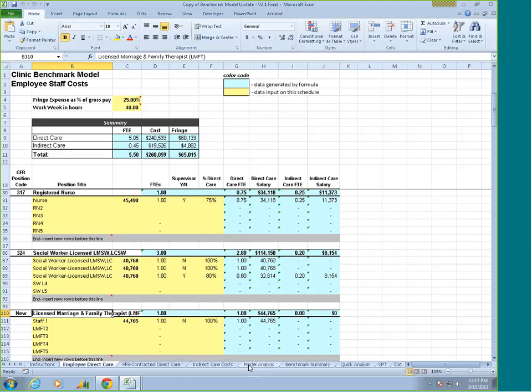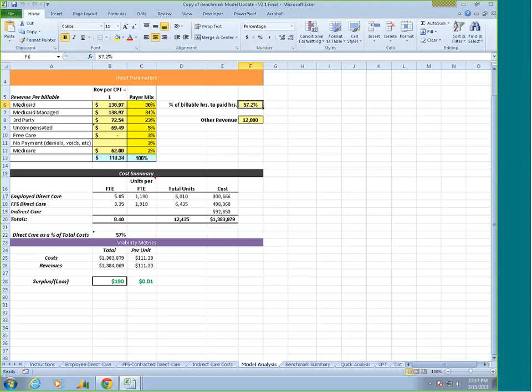So you see the benchmarking model tool, and right now I'm going to go to the model analysis page, which is the primary page. You'll see that this is a little upstate clinic here, and the clinic's breaking even. This is the first example. Say, though, we have a clinic that is losing money. This is a small clinic, and it's losing $25,000. And the percentage of direct care cost to total cost is 57%.